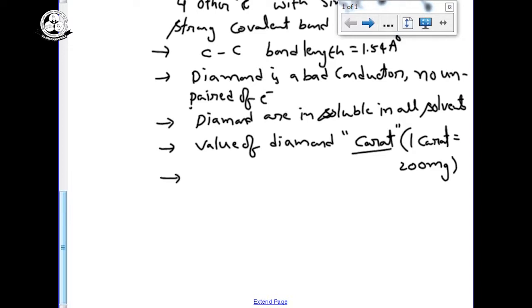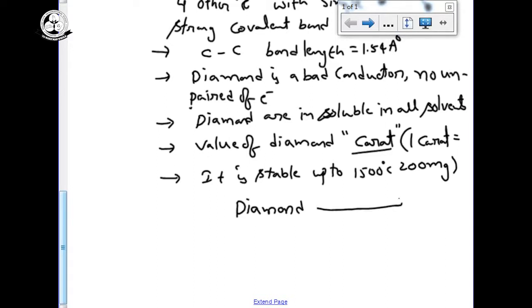And diamond is a more stable form. It is stable up to 1500 degrees Celsius. Suppose you heat diamond to more than 1500 degrees Celsius, around 1800 to 2000 degrees Celsius, it will be converted into graphite.